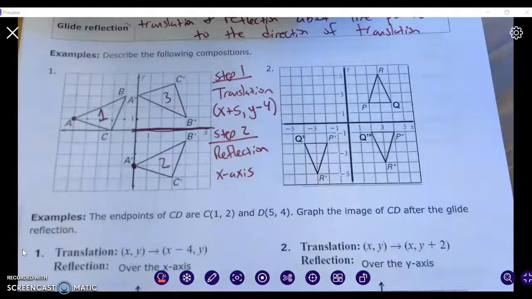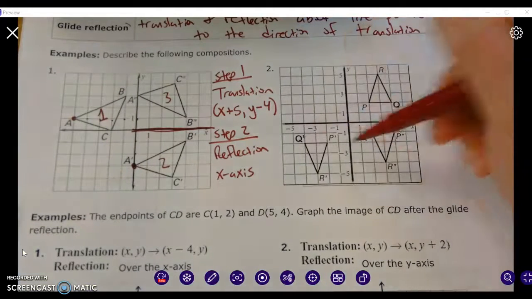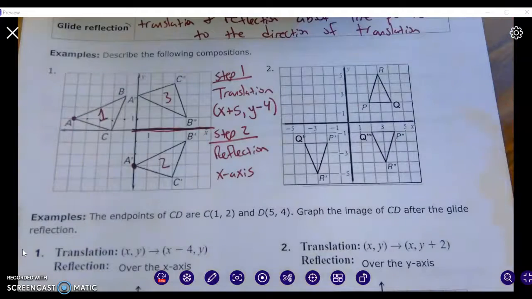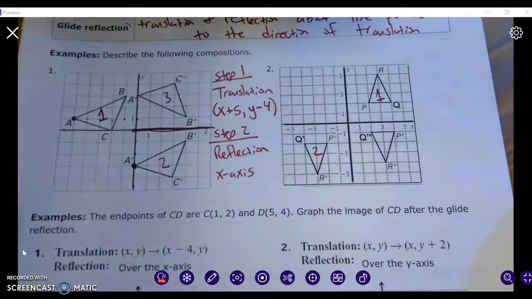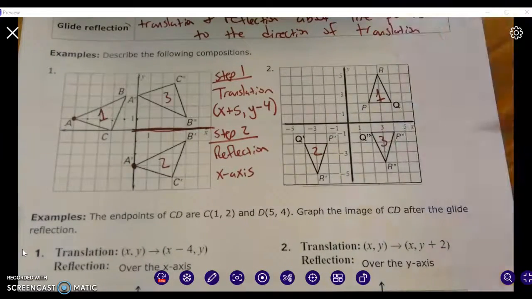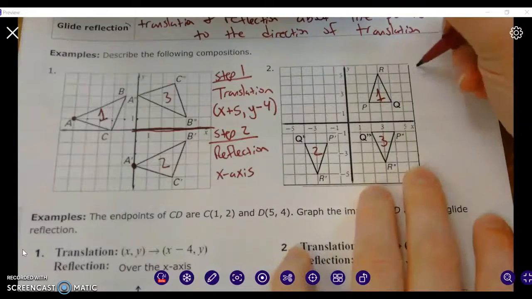Okay, so let's do the next one. So start by identifying what's your first shape. So go look at the letters on the shape. Which one does not have any primes? And that's your first shape. Okay, then go find the shape that has 1 prime. So that's going to be this bottom left one. Thank you. And then that leaves that for our third shape. Okay, so then we are going to have 2 steps.